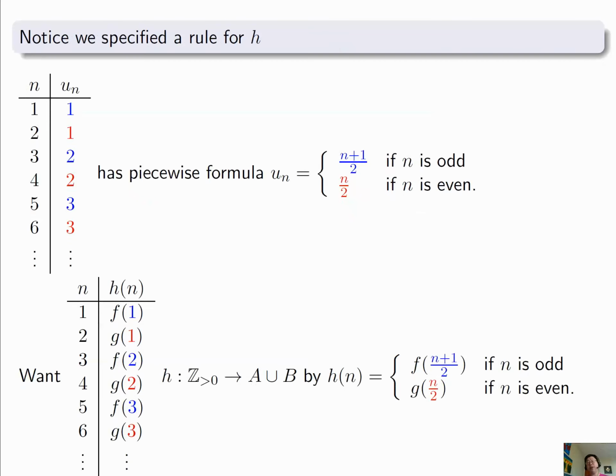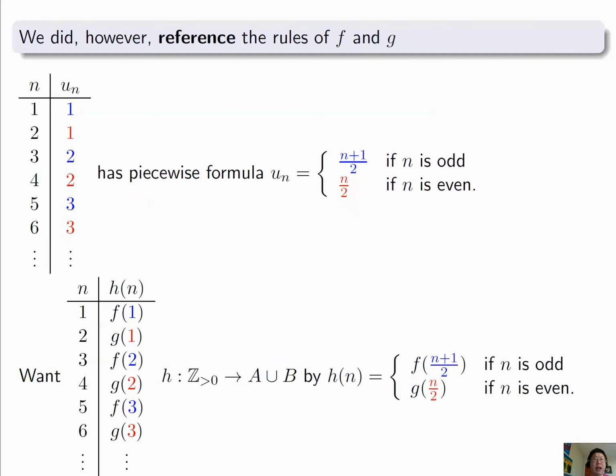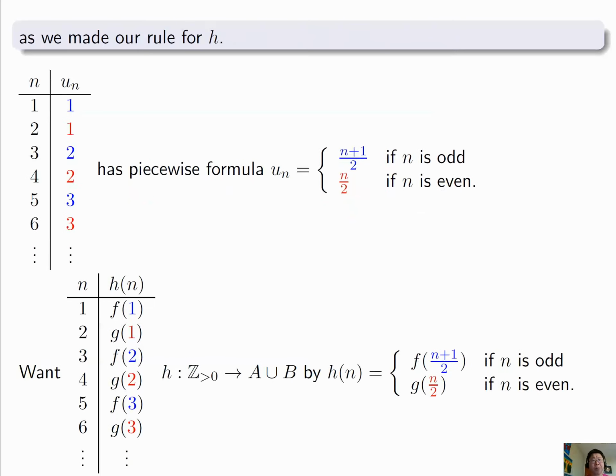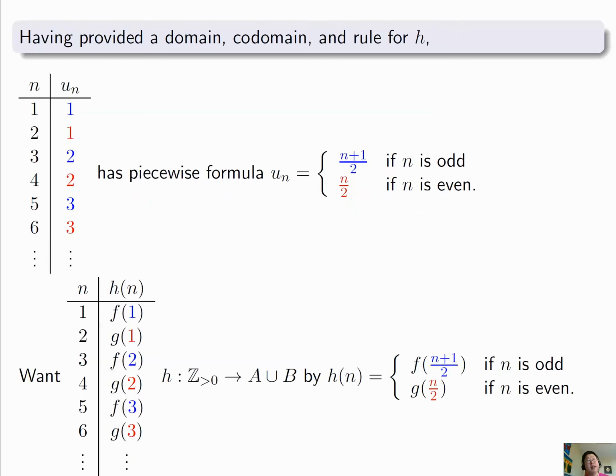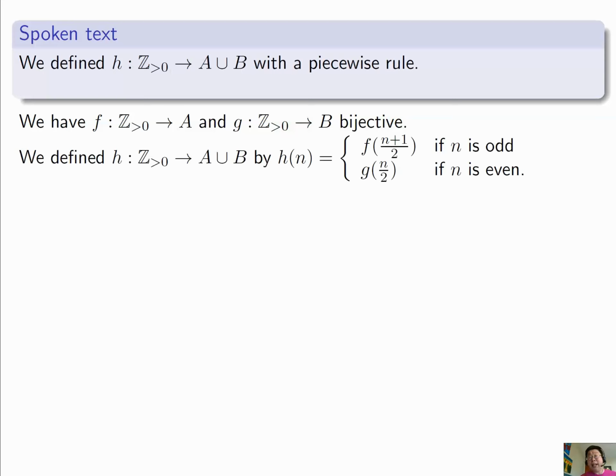Notice we specified a rule for H, even though we did not have specific explicit rules for f and g. We did, however, reference the rules of f and g as we made our rule for H. Having provided a domain, codomain, and rule for H, we now need to prove H is bijective. We start by proving H is surjective. We have f from positive integers to A and g, a function from the set of positive integers to B, both bijective. We defined H from the set of positive integers to A union B with a piecewise rule.